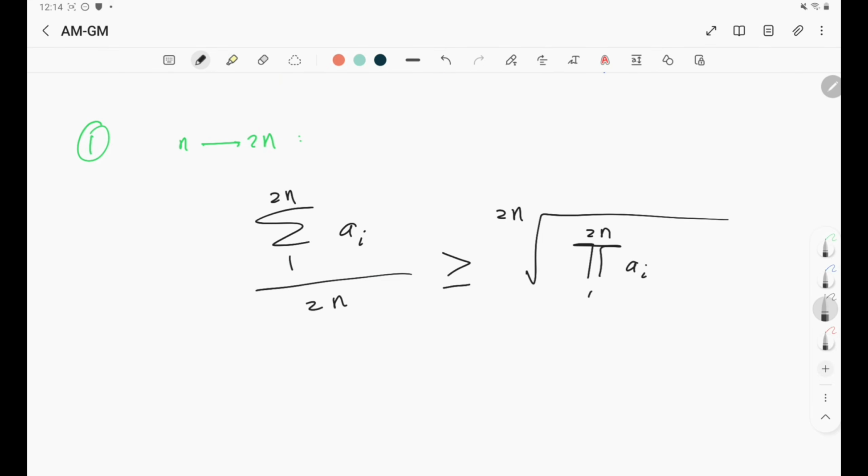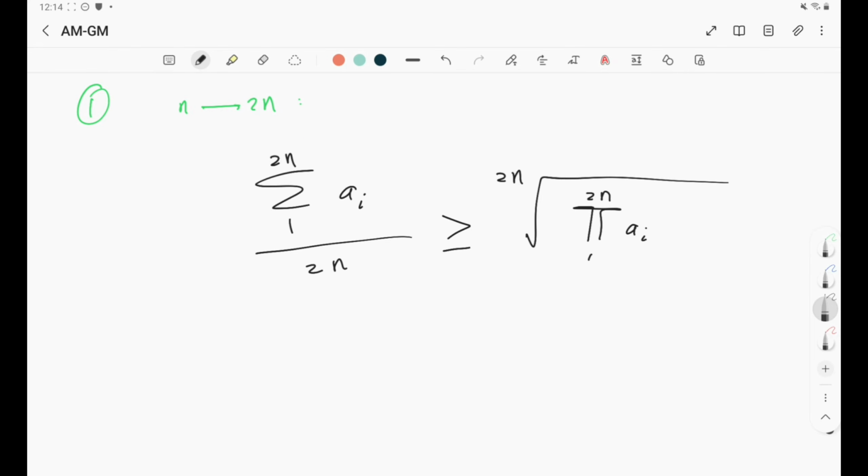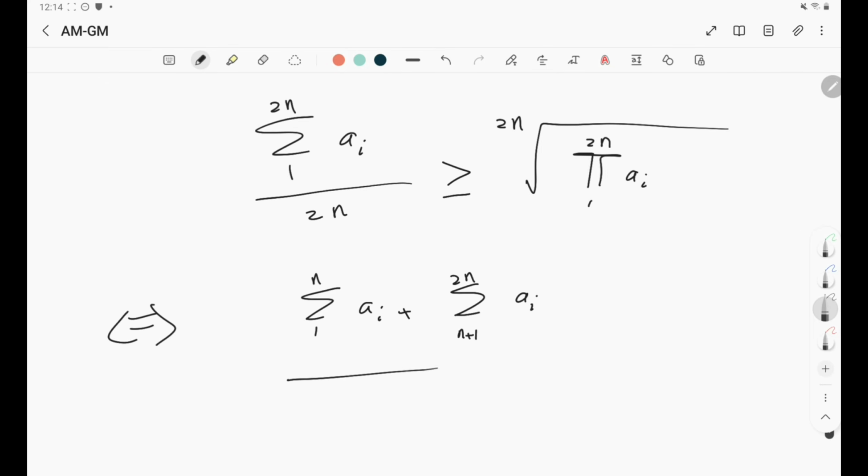So how can we prove that? Of course, we need to use the n case. So we'll be working with n numbers and another n numbers. We'll simply split it into two sums. Okay, this is easy. So this is equivalent to going from 1 to n and then from n plus 1 to 2n, and all of that over 2n.